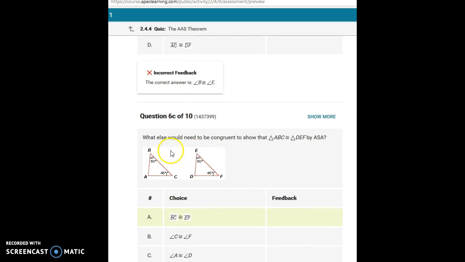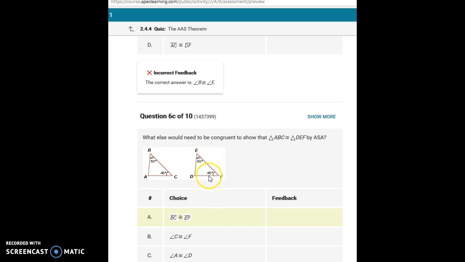Oh, tricky one. Now they're asking, what else would need to be angle, side, angle? These are so easy. They give us both angles, right? So here's the angle, here's the angle. Here's the angle, here's the angle. All we have to do is find the side. It's right there on that side. Here's the two angles. So it's B and C and E and F.